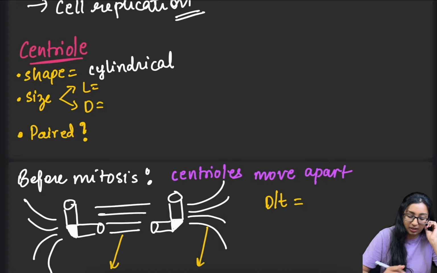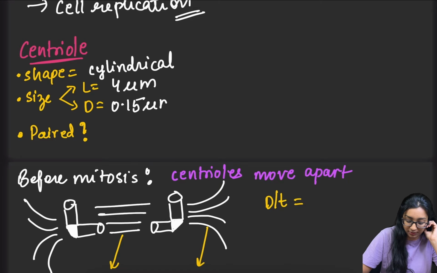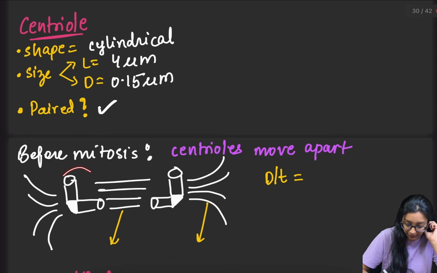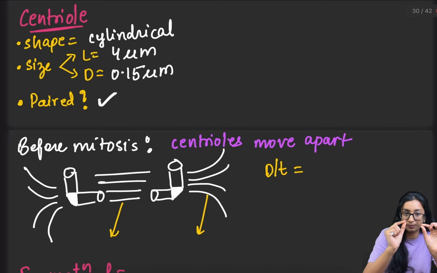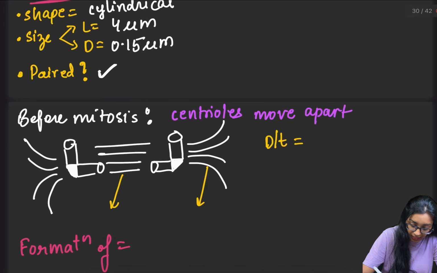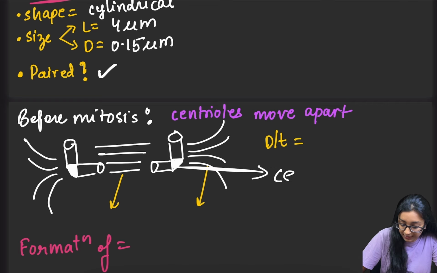The length will be 4 micrometers and the diameter is 0.515 micrometers. These are paired, as we can see. Here they are joined in a 90-degree formation. At some point they will be joined, and the point where they are joined is known as the centrosome.